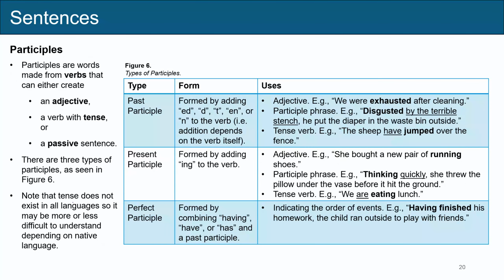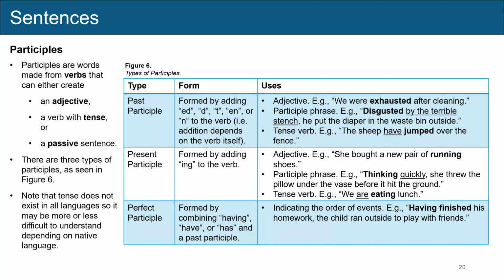Now, one of the issues we sometimes see in sentences is with what are called participles. Participles are verbs that have been used to create adjectives, to change tense, or in passive language sentences. There are generally 3 types of participles. And again, this deals with tense.